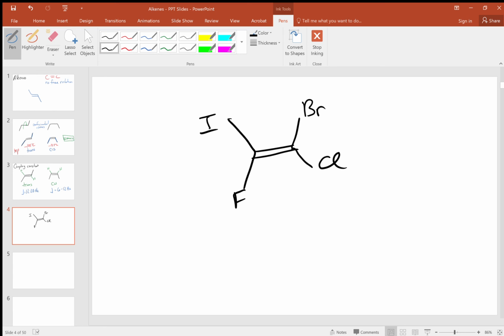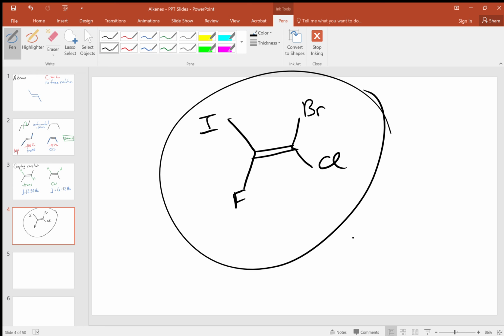And so I'm actually going to save all of the nomenclature for the next video, but that's where we'll pick up, is what do we do in a situation like this? How do we name this? And how do we name it so that it can be distinguished from its isomer, a compound that looks like this?